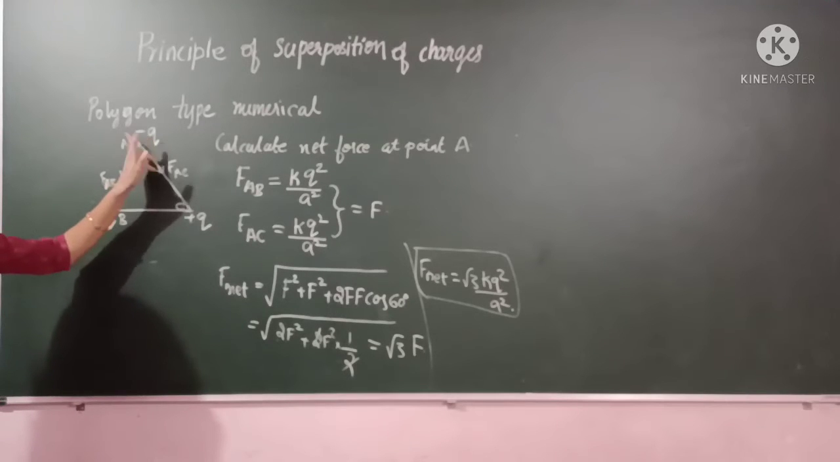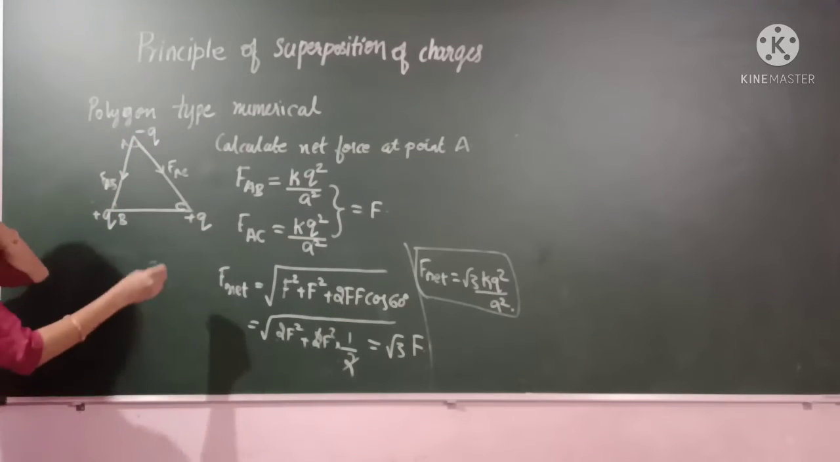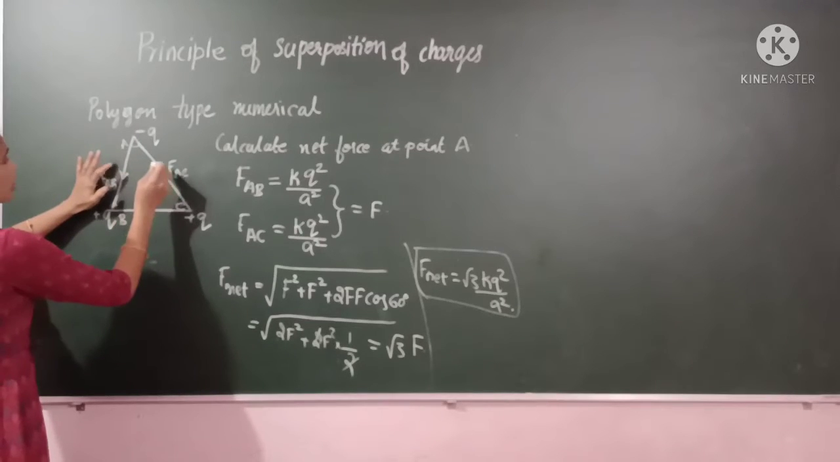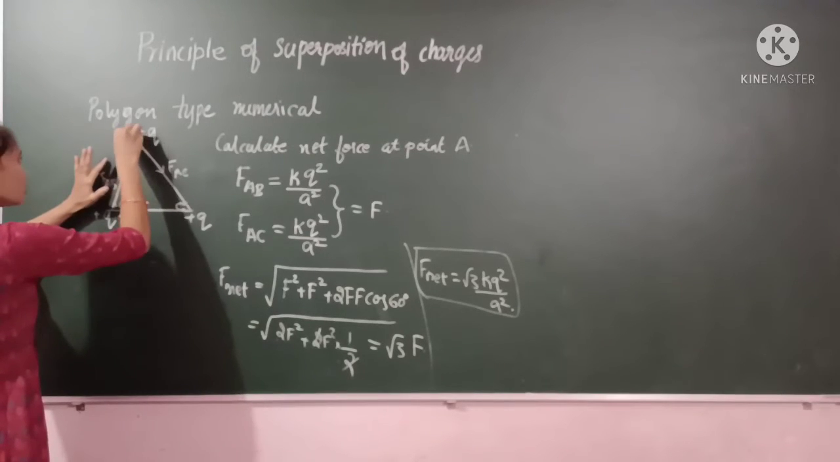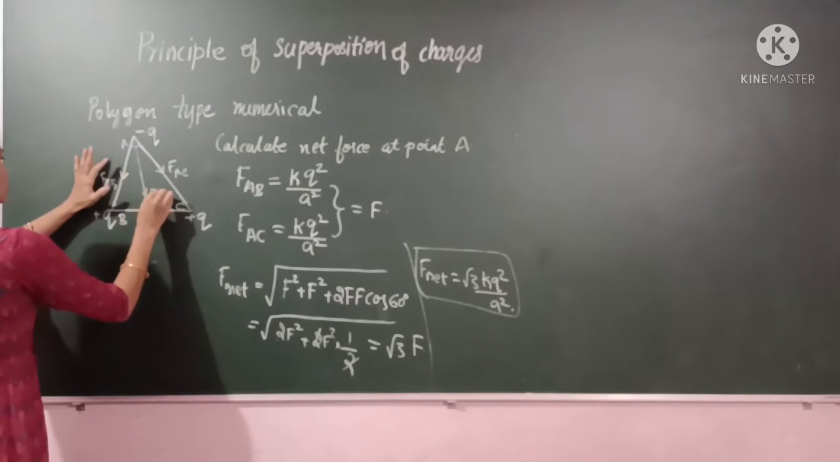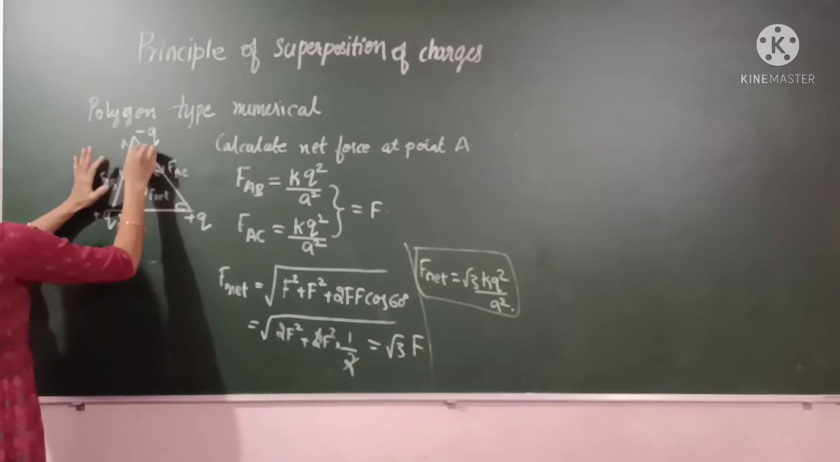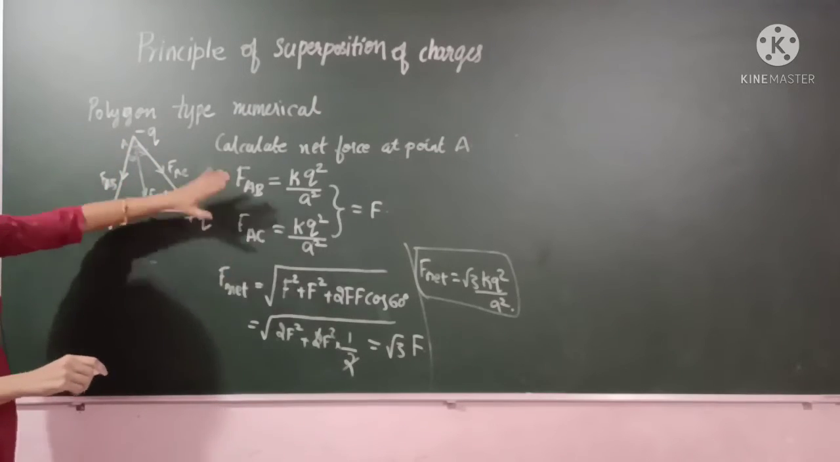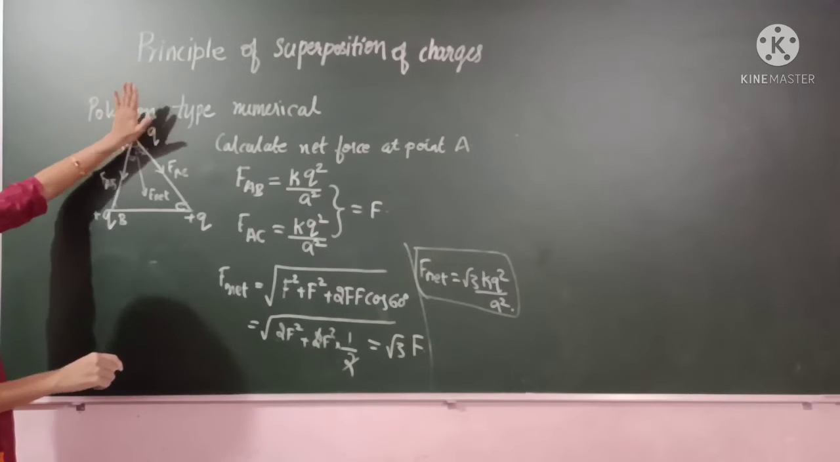Now how to calculate the direction of the resultant force? These two are vector forces having the same magnitude, so the resultant will always bisect this angle. So this is our F net. This angle will be 30 degrees and this angle will be 30 degrees. So this is how we calculate the net force on any one particular charge.